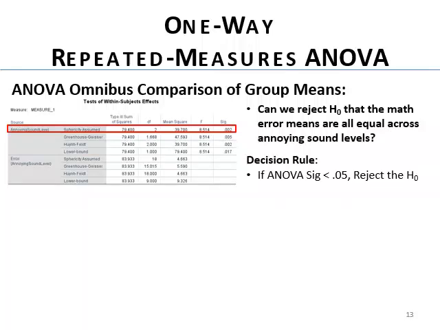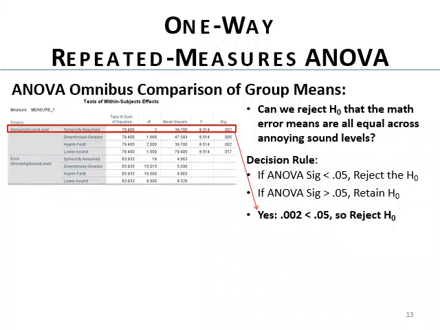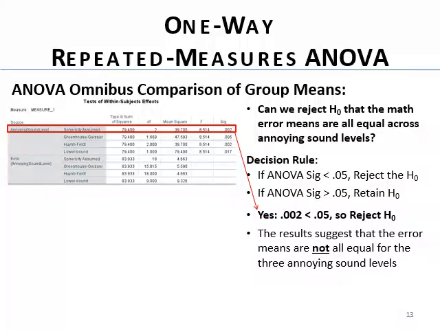Here's our decision rule. If ANOVA sig is less than 0.05, reject the null. If ANOVA sig is greater than 0.05, retain the null. Is 0.002 less than 0.05 or greater than 0.05? It's clearly less than 0.05, so we're going to be rejecting the null. That is, the number of errors that they made on their math problems was not equal across the 3 annoying sound levels.